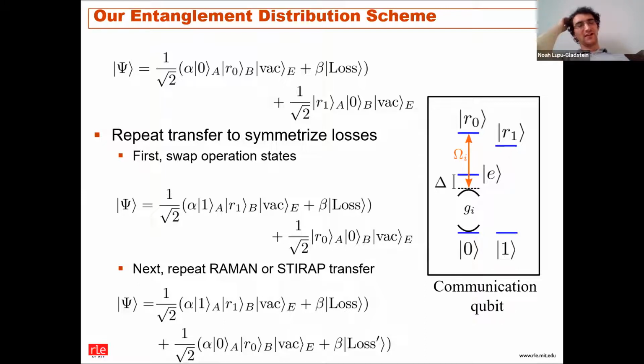Why are you justified in having a coherent superposition of the loss mode and the other stuff? Why doesn't it become a mixed state? If we traced over it, it would be a mixed state. But we can just measure whether atom B is in the ground state, and project onto that.